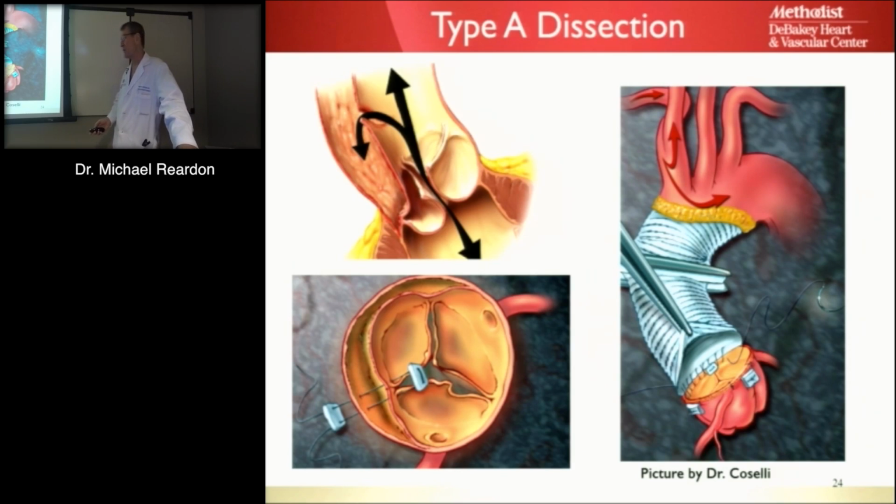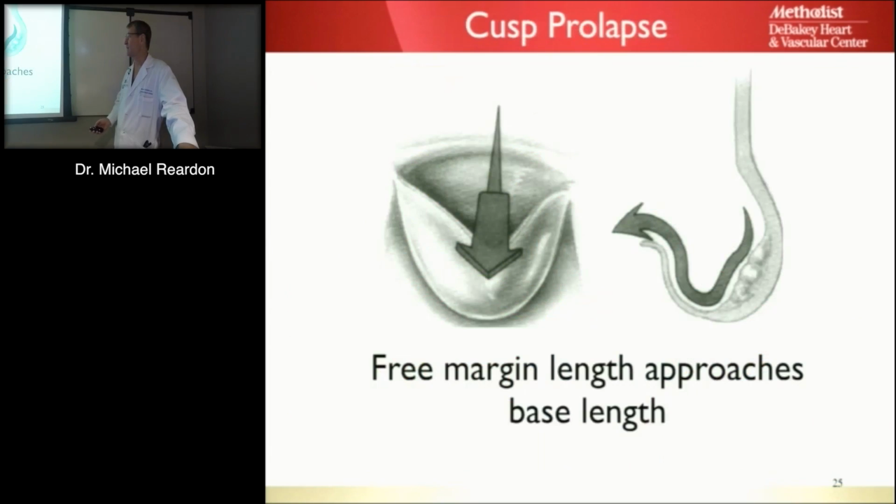In the older days, people would see AI and they just replace the valve. Well, now you've got a big operation. You're adding extra things to it. And this is how prolapse works. The edge just falls down, and what you have to do is pull that edge back up.